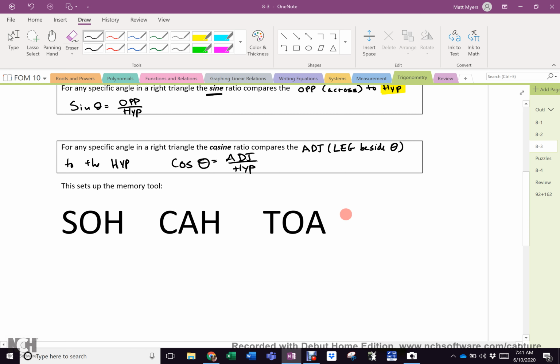And all that stands for is everything I've written there. Sine, and I'm writing sin because that's the button on your calculator. Sin equals opposite and hypotenuse. Cos equals adjacent and hypotenuse. And tan, which we already know, is opposite and adjacent.